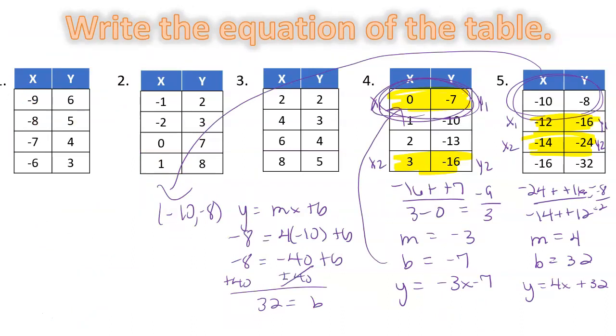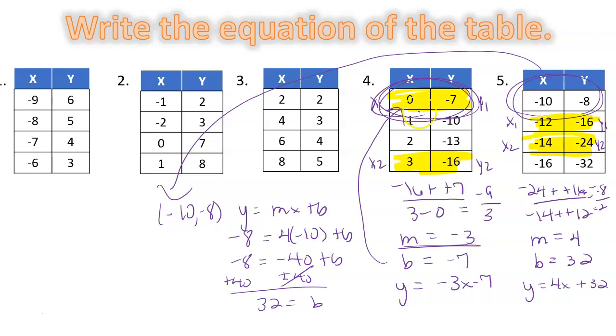Alright, for number 4, I chose the point 0, -7, and 3, -16 to plug in for my slope. So I had a -16 minus a -7, subtracting a negative is adding a positive. So -16 plus 7. My signs are different, so I'm going to subtract. 16 minus 7 is 9. Keep the sign of the bigger number, so -9. And then x2, 3 minus x1, 0. So -9 divided by 3 is -3.